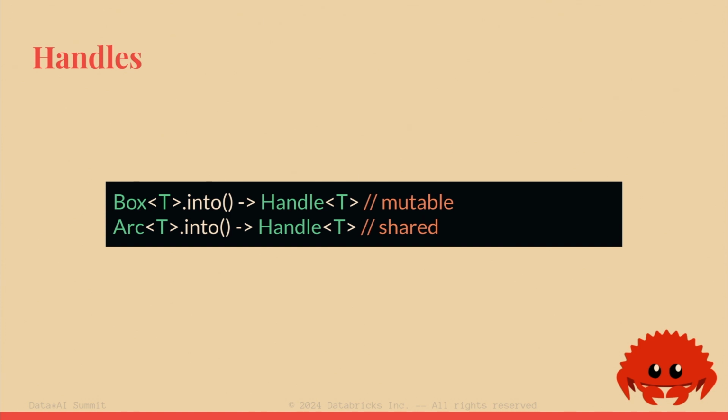Lots of details elided here, but basically you can call just dot into, which is the Rust idiom for converting types, to get a box into a handle or an arc into a handle. So this is dealing with the shared versus mutable distinction. You either have to have your thing boxed up, which means it lives on the heap and you can pass it over, or you have to have it in an arc, which is an atomically reference counted pointer, and that lets you do shared semantics.